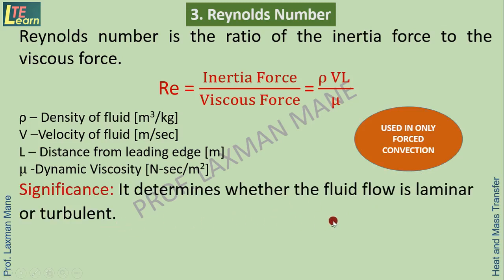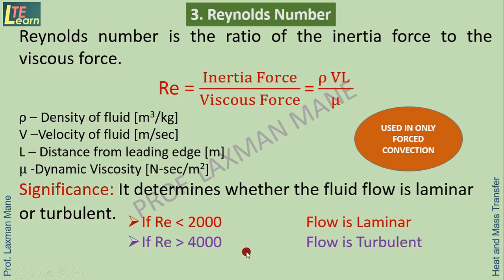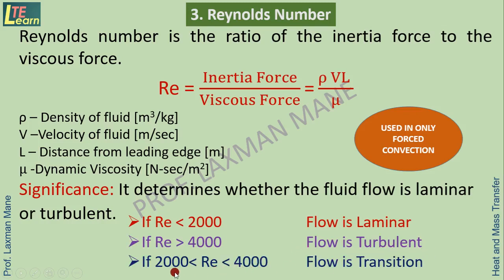It determines whether the fluid flow is laminar or turbulent based on the number. If the Reynolds number is less than 2000, flow is laminar. When it is more than 4000, flow is turbulent. And when the number is falling between the range of 2000 to 4000, flow is said to be in transition.